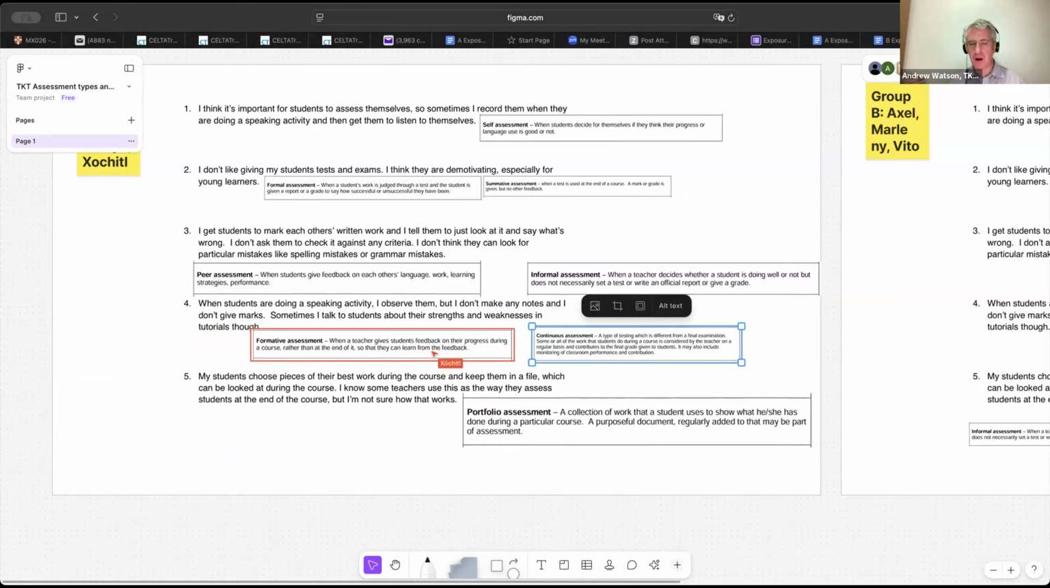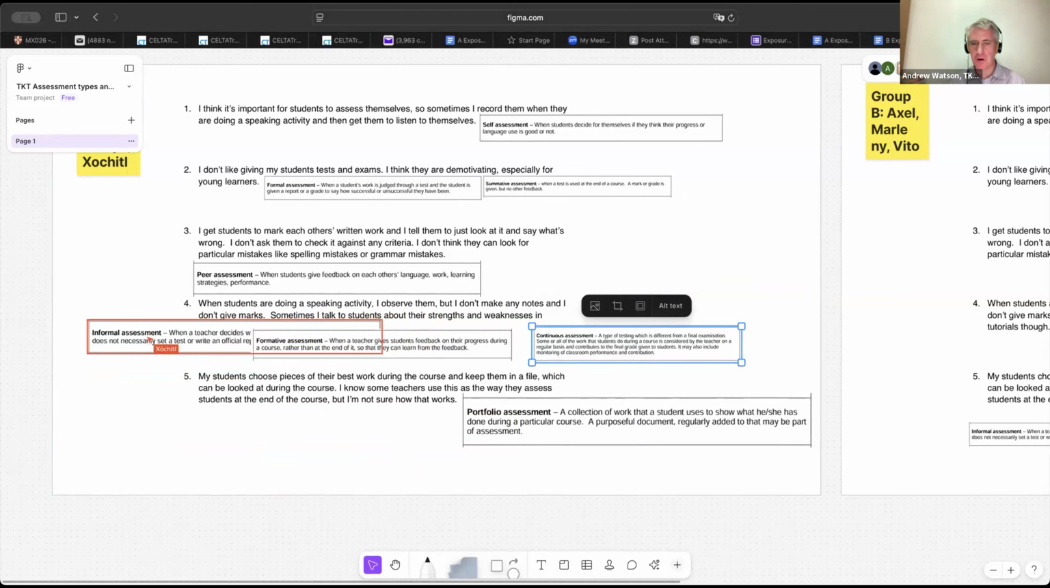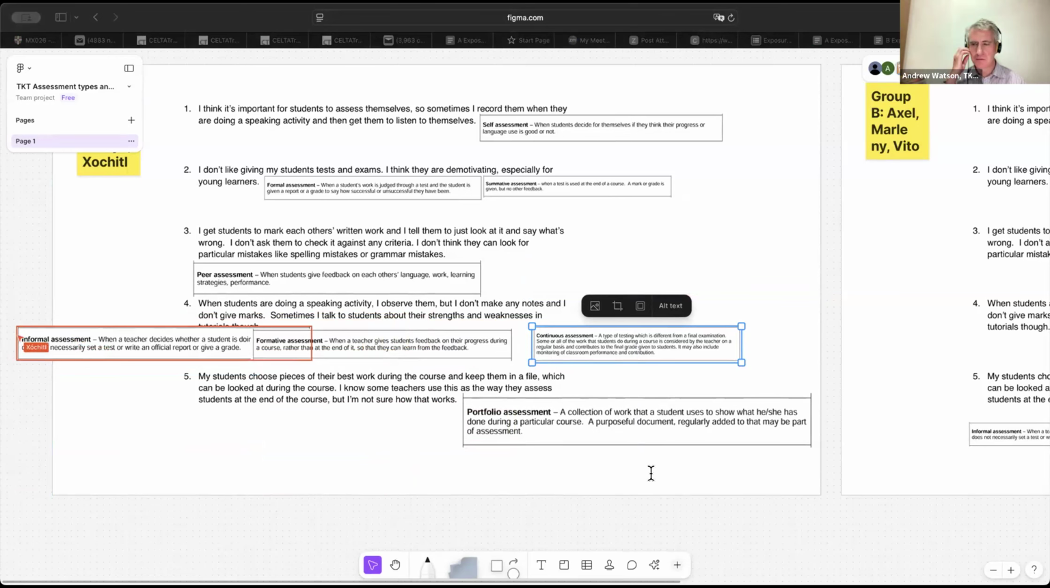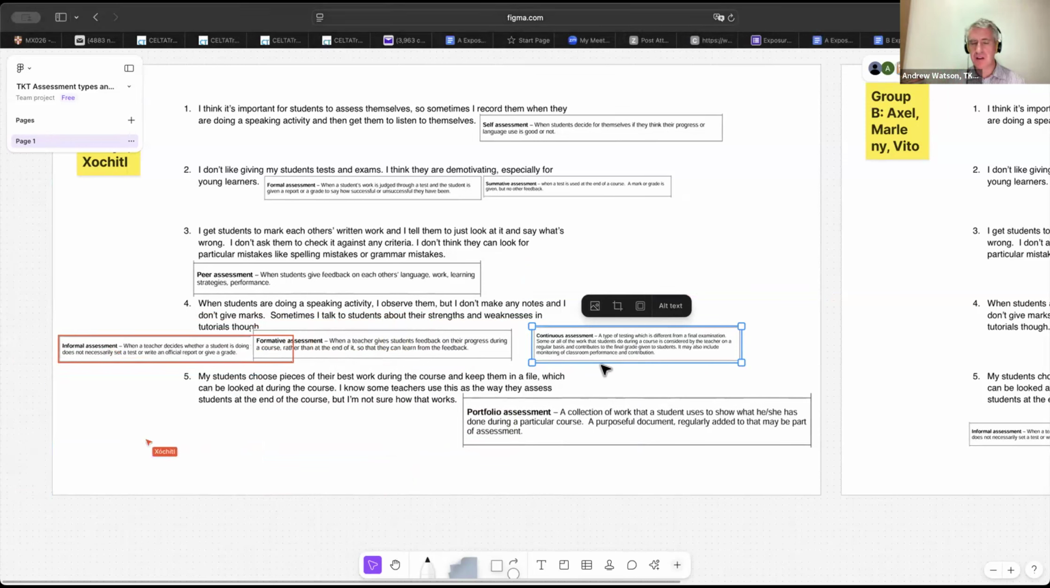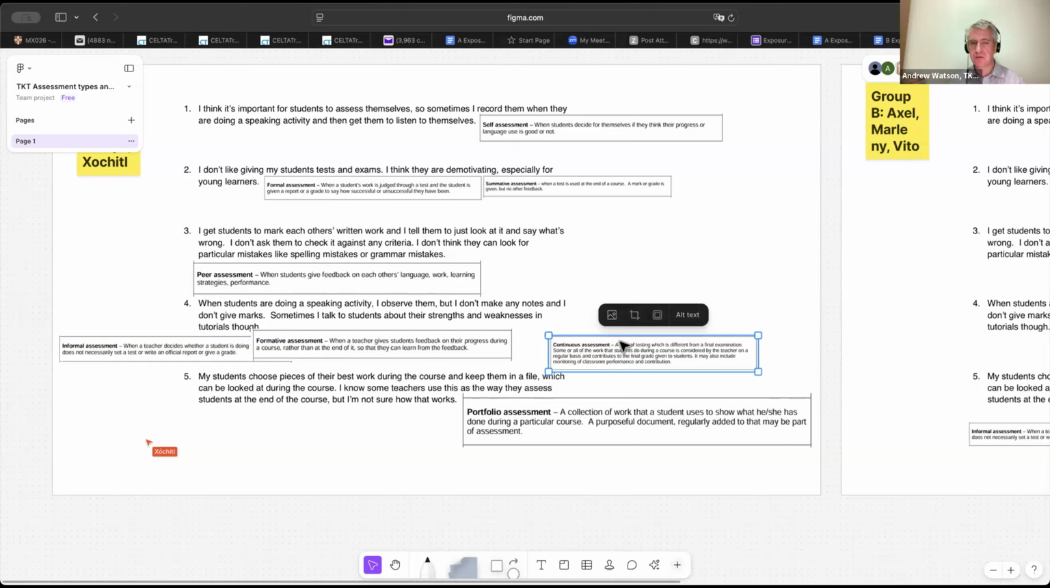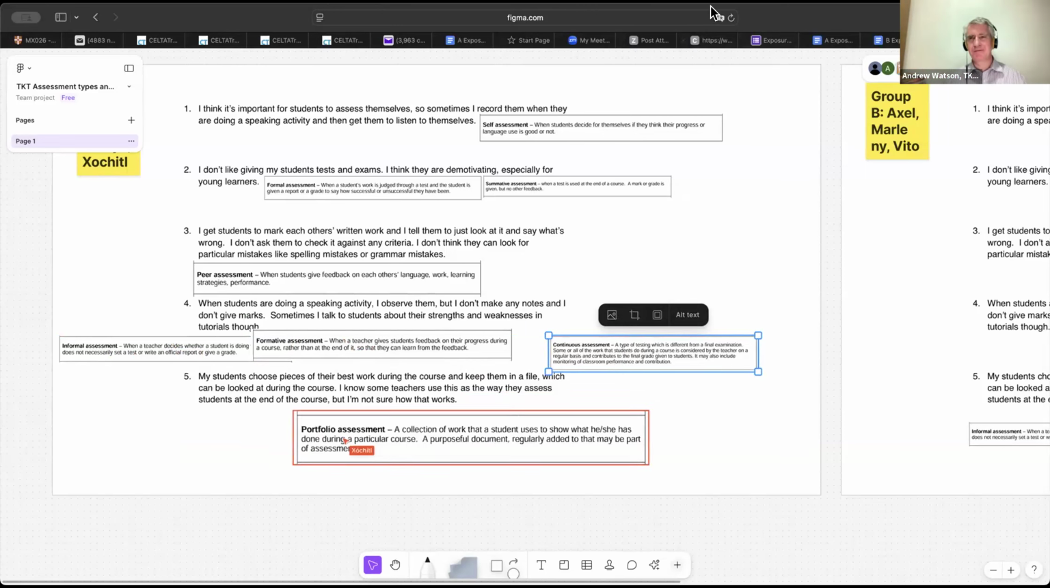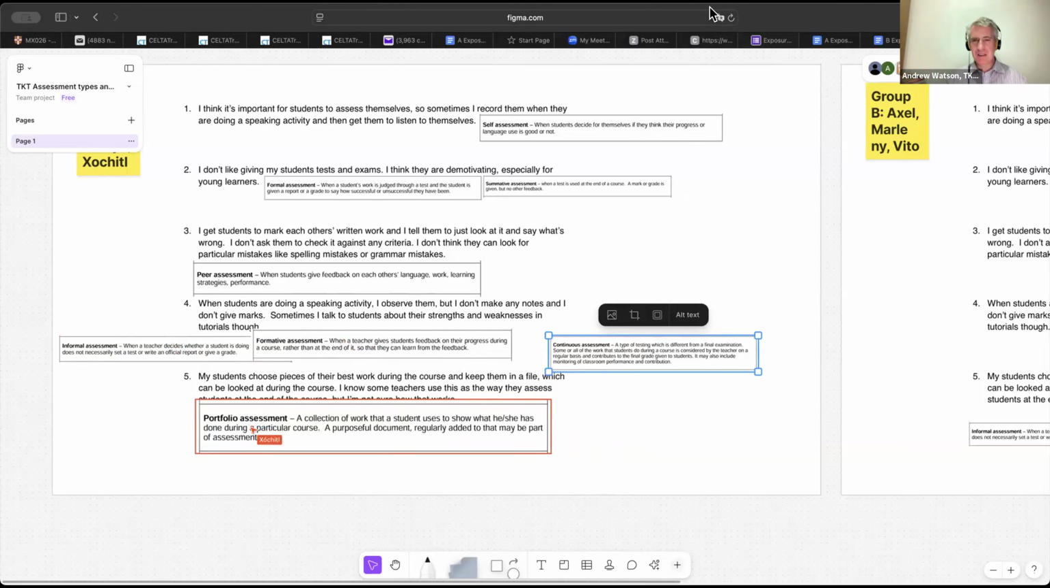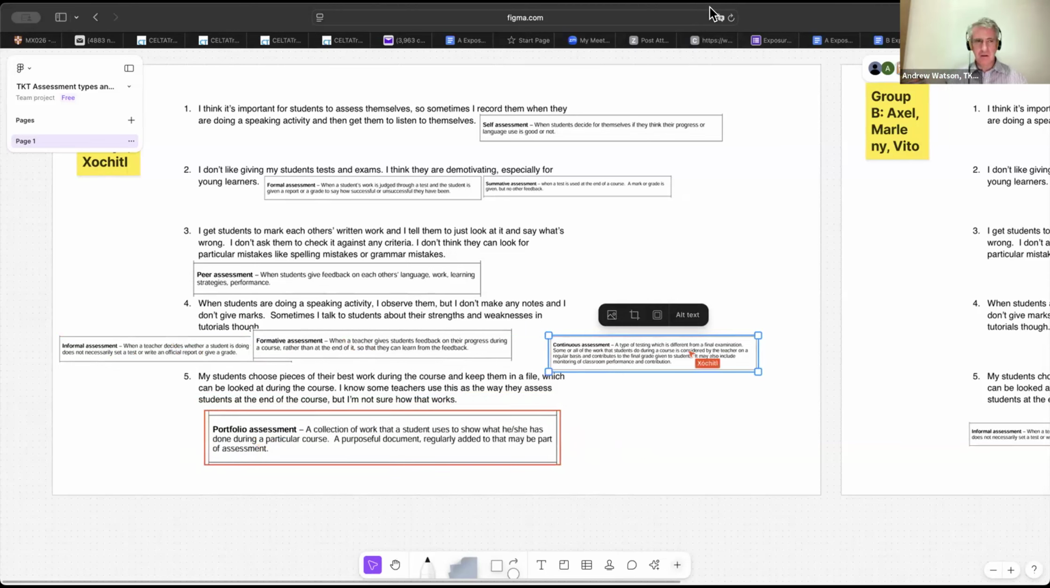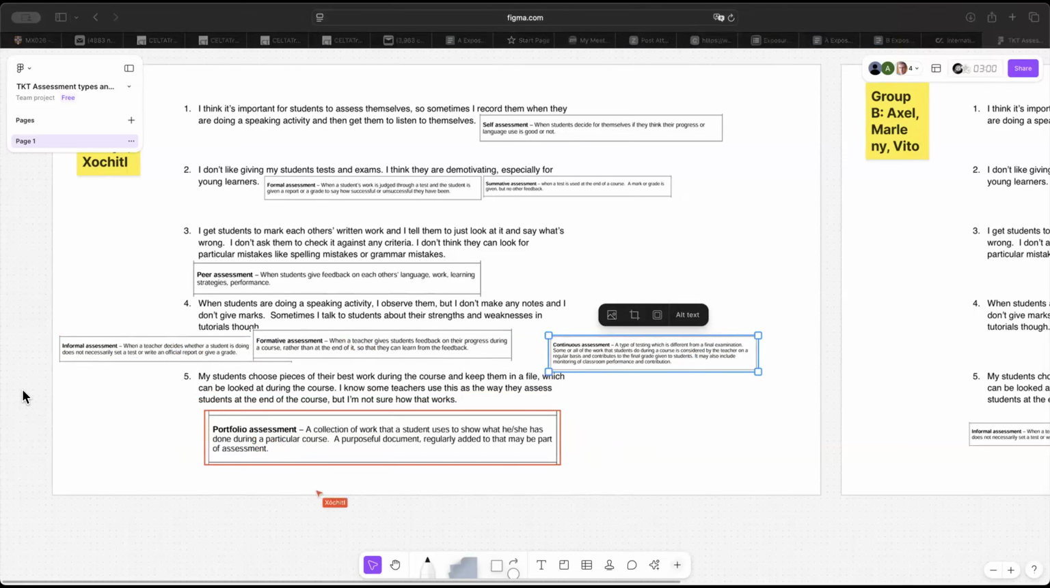And then the final one, 5, is definitely portfolio. And it could be informal or formal. It depends if it's submitted at the end of the course for evaluation. But that also would be continuous, because it takes place across the whole course. All righty. Any questions? No. We're just about done.